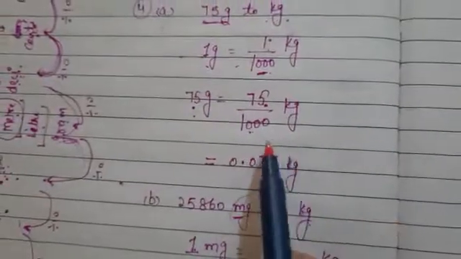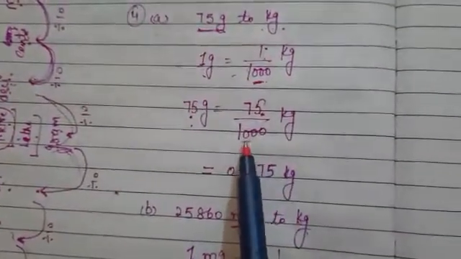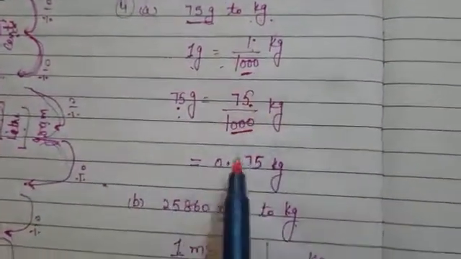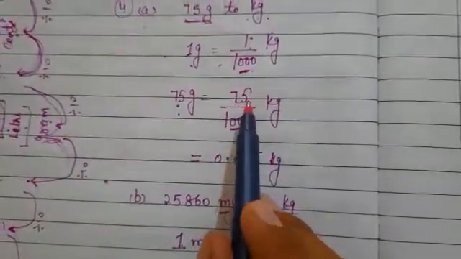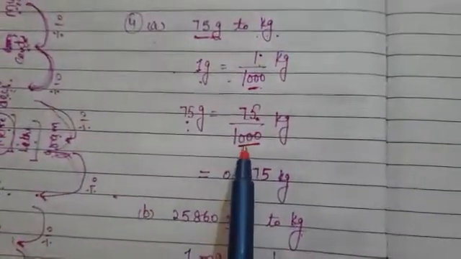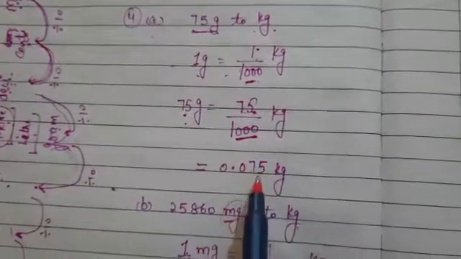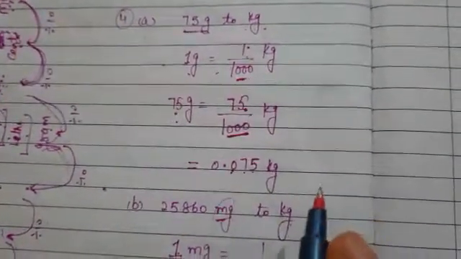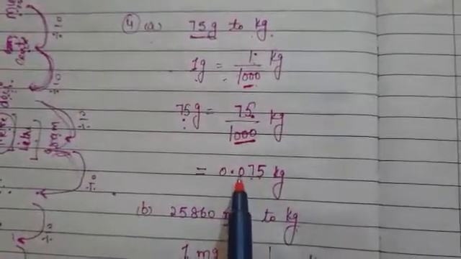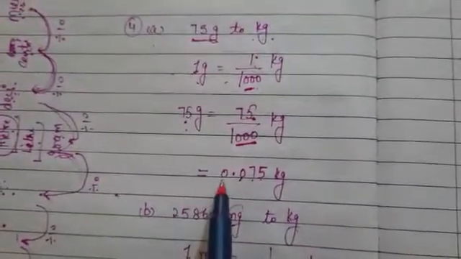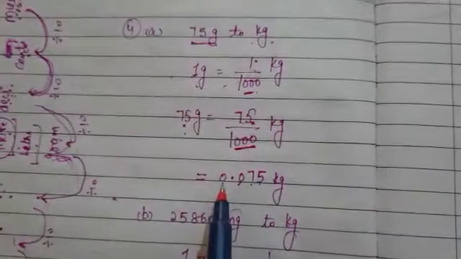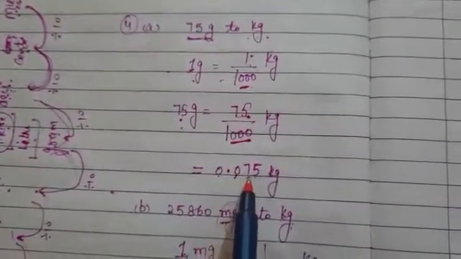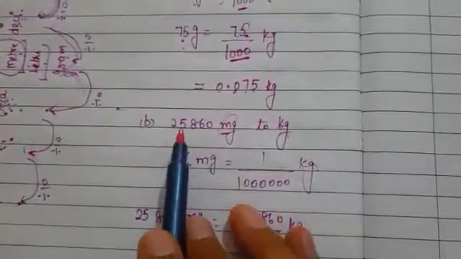Now I told you in the last lecture also, if downside there are that many zeros, that many digits we leave from the upper side and put a point. 3 zeros, 3 digits we leave. 5, 7, 0 put by ourselves. If 3 are not there, then you have to make 3 by putting 0. So you put 0, then the point, so the answer came 0.075. Clear?